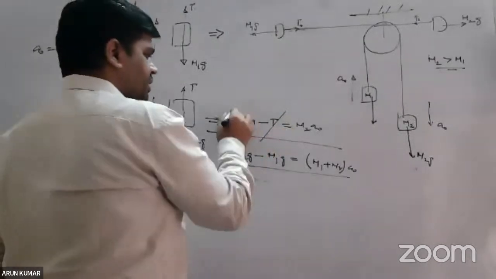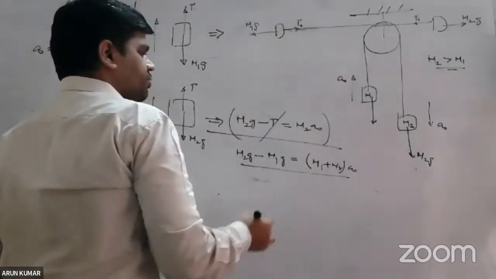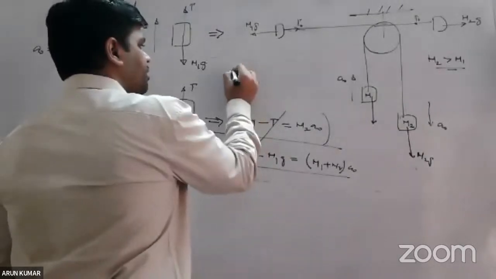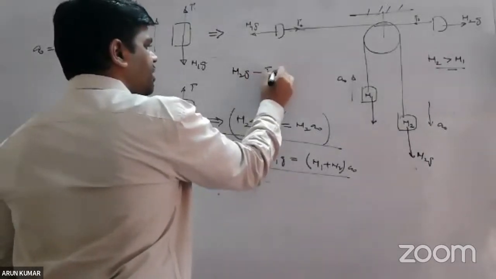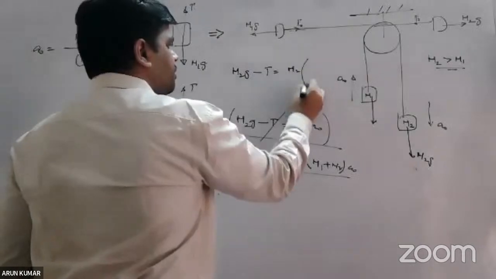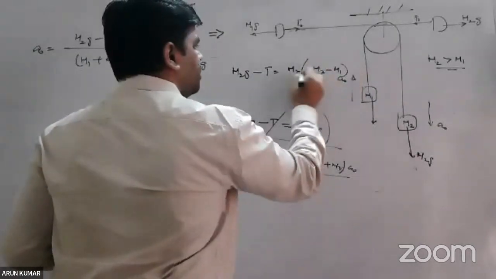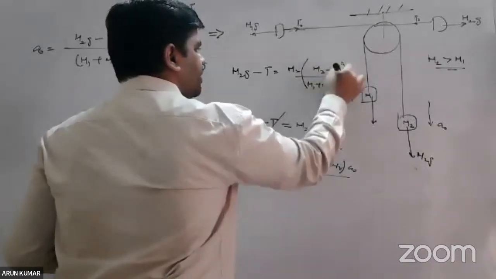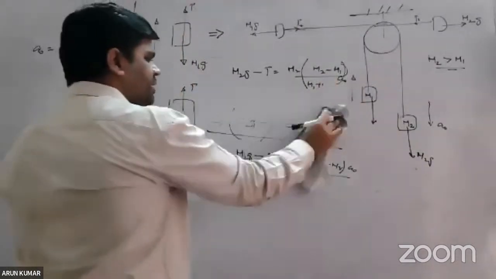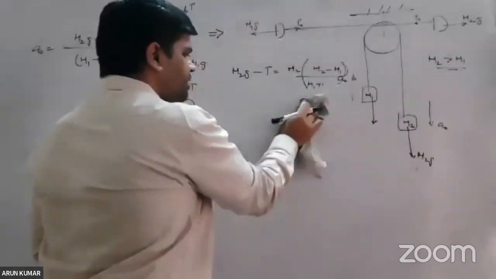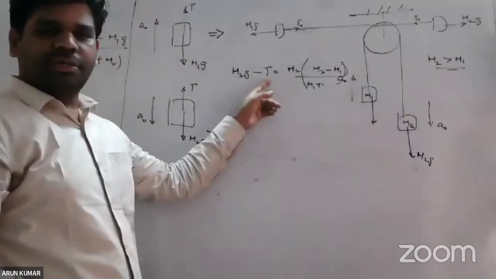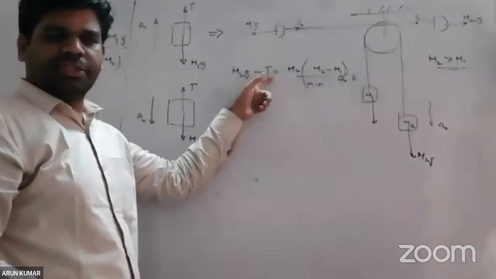When I substitute the acceleration in this equation, I get the tension in this state. So M2g minus T is equal to M2 into (M2 minus M1) by (M1 plus M2). That's how you get the tension, right? If we substitute the acceleration in this equation, we get T.